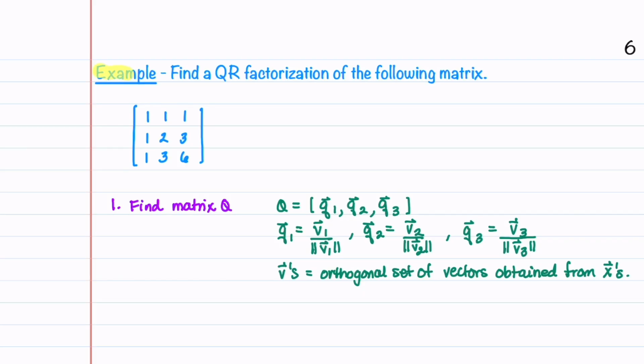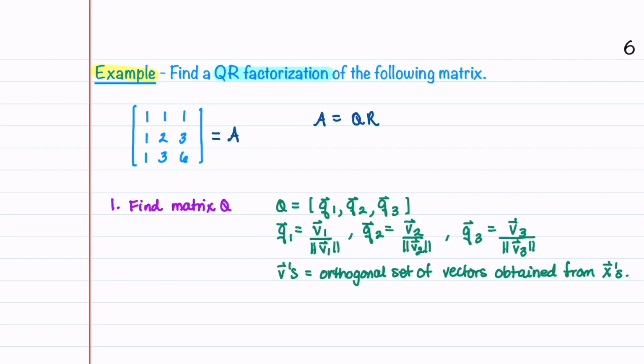Let's walk through an example where we're going to find a QR factorization of the following matrix. I'm going to begin by labeling this matrix that we're given as matrix A, and then I'm going to write down that A is going to be equal to Q times R. The other thing that I'm going to do to set up our problem is label the columns of matrix A as vectors x1, x2, and x3. Now we're ready to start.